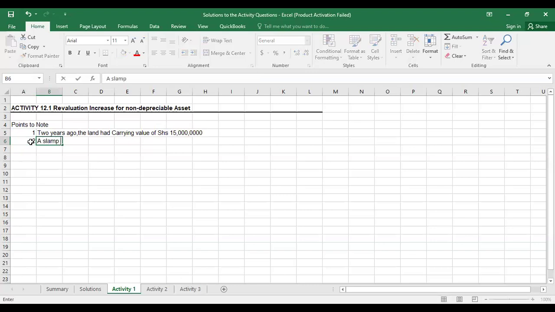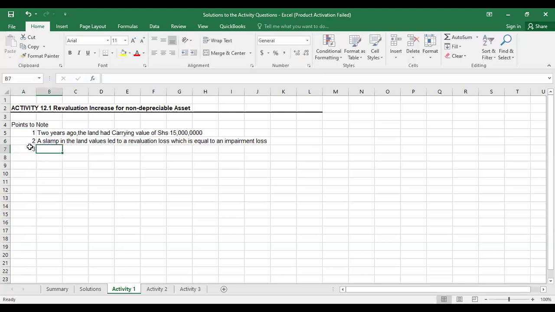Then number two, we are going to note that a slump in the land values led to a revaluation loss, which is equal to an impairment loss. Okay.